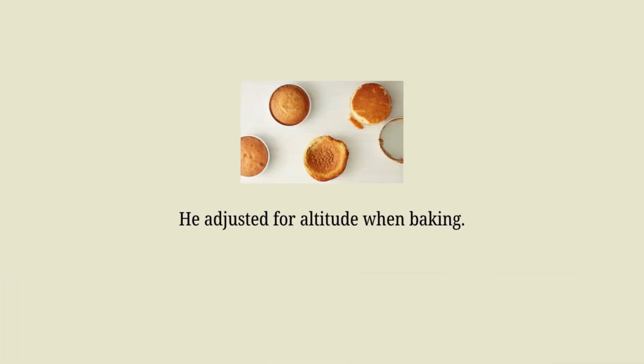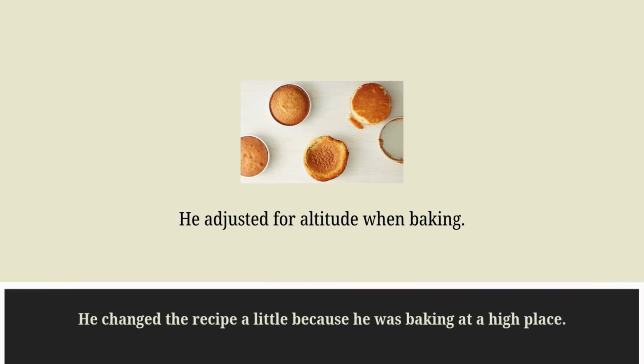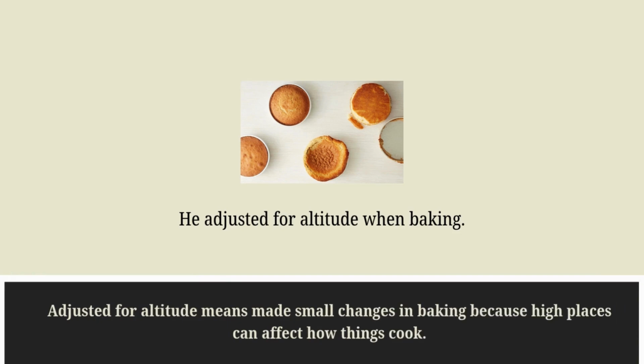He adjusted for altitude when baking. In simple terms, he changed the recipe a little because he was baking at a high place. Adjusted for altitude means made small changes in baking, like time, temperature, or ingredients, because high places can affect how things cook.